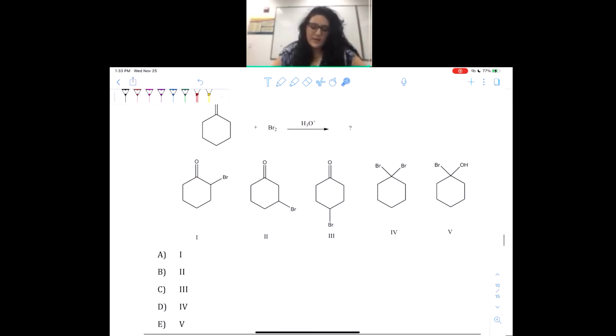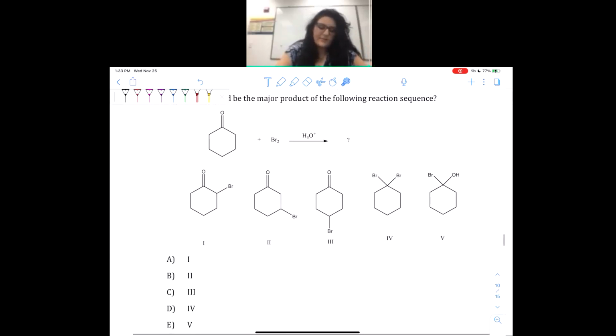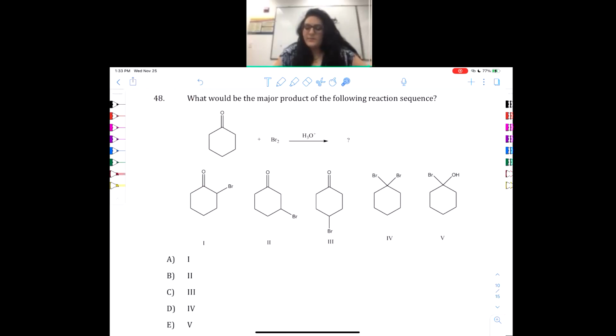Okay. So before you even do any kind of chemistry, which one of these is absolutely ridiculous and can be gotten rid of? Two and three are pretty silly and we can get rid of them because they are not in the alpha position. So alpha, beta, gamma. So that's out.